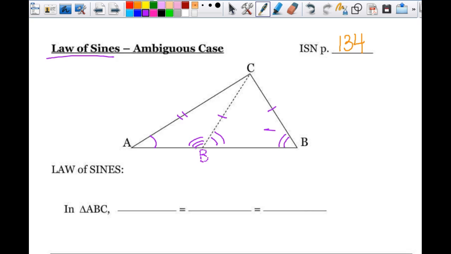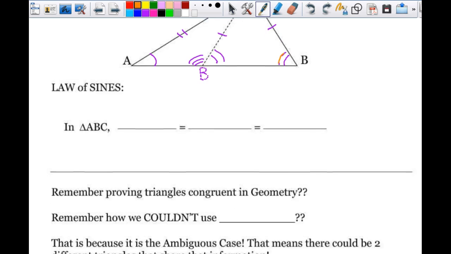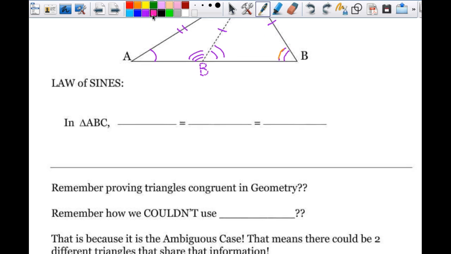Okay? So our law of sines, that was pretty simple, right? I don't know where this little extra mark came from here. Well, whatever. So our law of sines, just to make little proportional relationships here, the sine of angle A goes over what?